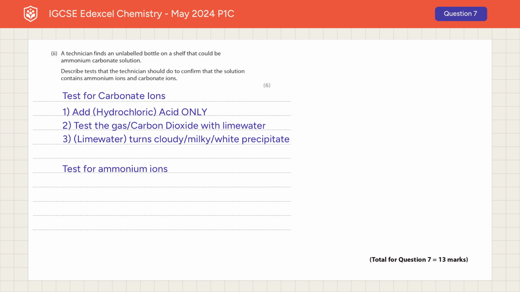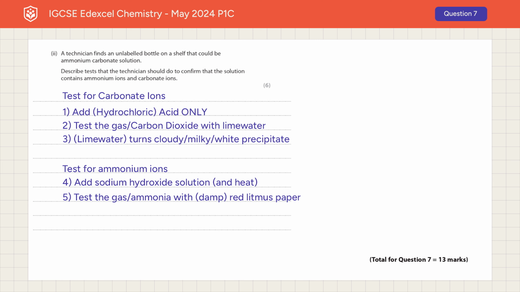The second test is the test for ammonium ions. For this, we use sodium hydroxide solution. Warm a fresh sample of the solution gently with some NaOH. If ammonium ions are there, they'll release ammonia gas, NH3. You can test for the ammonia by holding damp red litmus paper at the mouth of the tube. The alkaline ammonia gas will turn it blue.